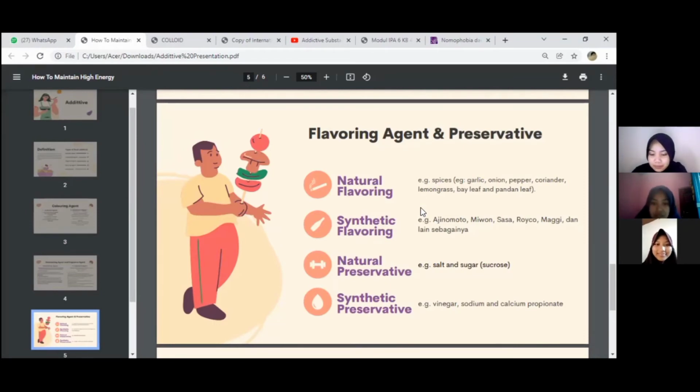And next is preservative. For preservatives, there are natural preservatives like salt and sugar, and also synthetic preservatives like vinegar, sodium, and calcium propionate. Preservative means pengawet. Next.